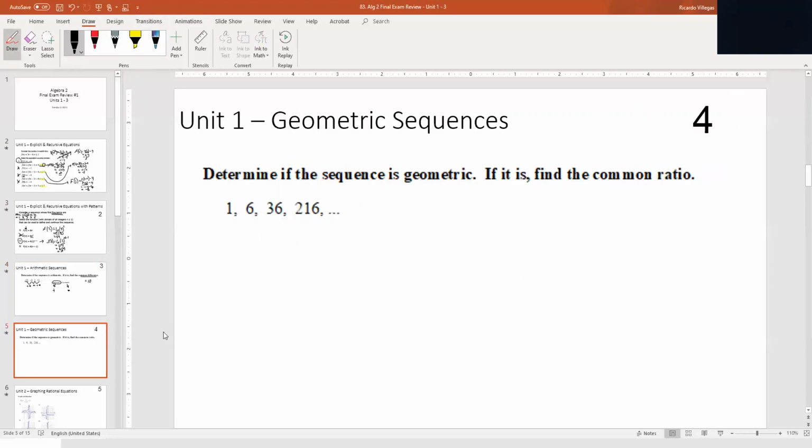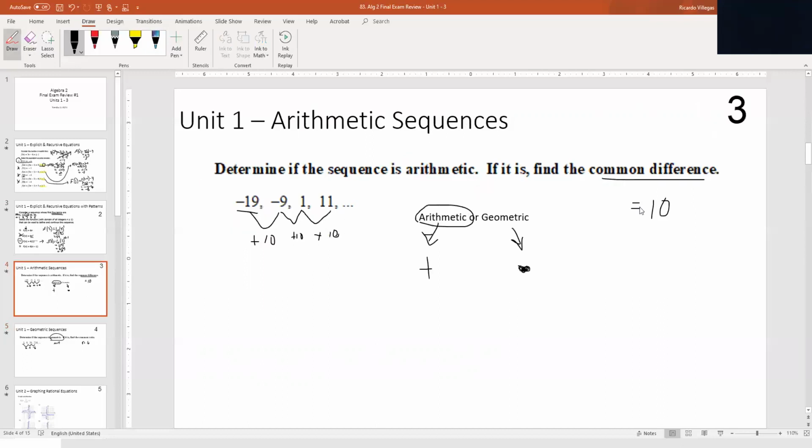This example here, determine if the sequence is geometric, and if it is, find the common ratio. So remember that geometric means that the pattern is multiplying. So in this case, is the pattern adding, or is the pattern multiplying? Well, we start off with our initial term 1, then it goes to 6, then 36, then 216. So clearly we're multiplying by 6. 6 times 1 is 6, 6 times 6 is 36, 6 times 36 is 216. So we would say, yes, it is geometric, and our common ratio, so r is equal to 6, okay? And I forgot to mention that when you use common difference, you use the variable d.